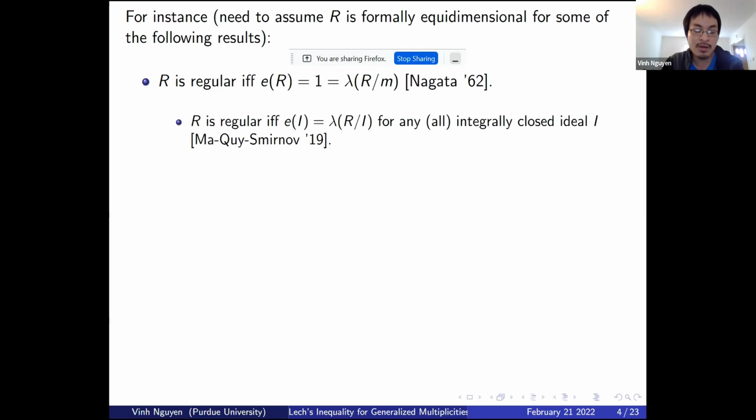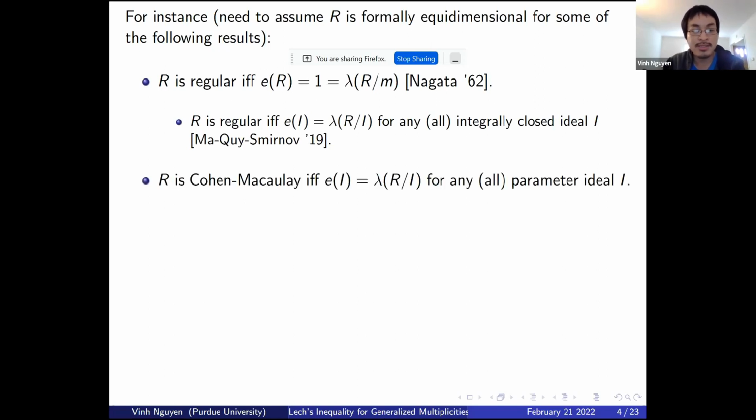Okay, so recently Polini, Ulrich and Smirnov generalized this result by characterizing regularity based on whether the multiplicity of an integrally closed ideal agrees with the colength of these ideals. So of course, the maximal ideal is integrally closed. So they recover the Nagata theorem.